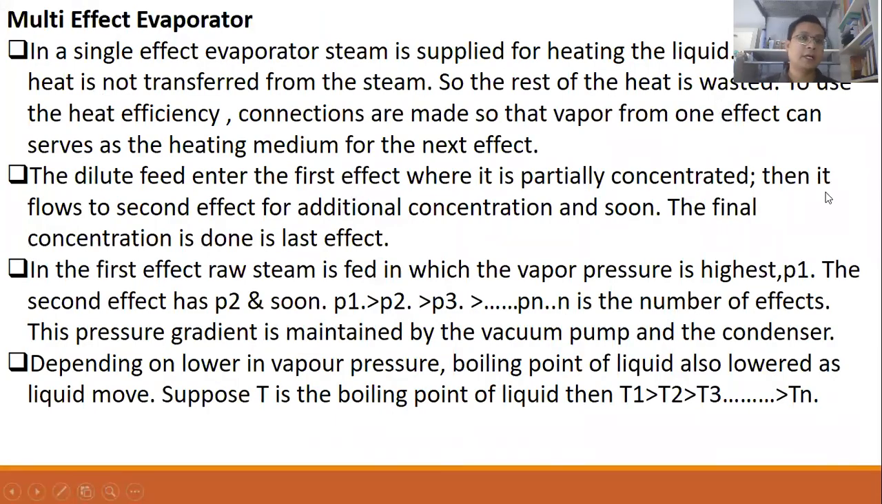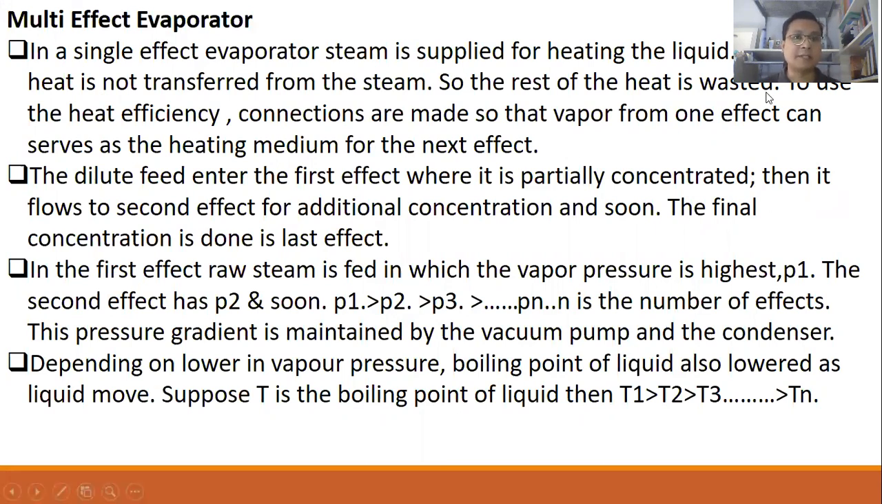Okay, multi-effect evaporator. We can get several conditions. We can summarize in several bullets to show how the evaporator works step by step.